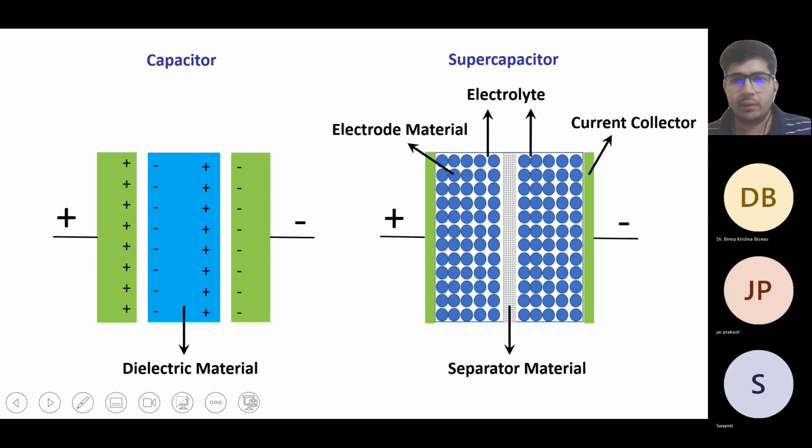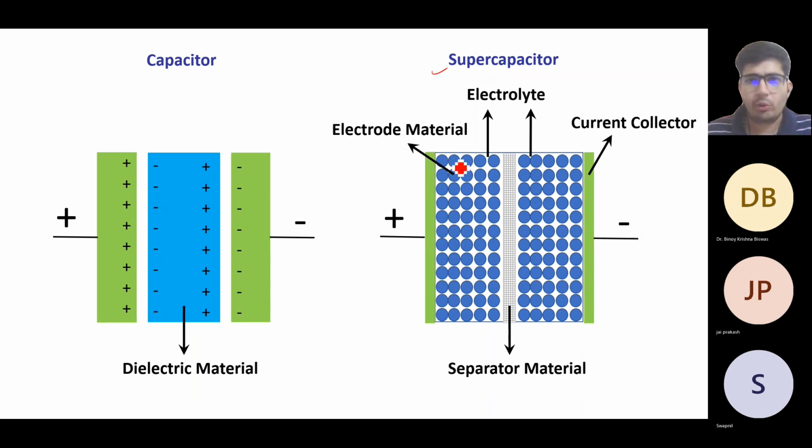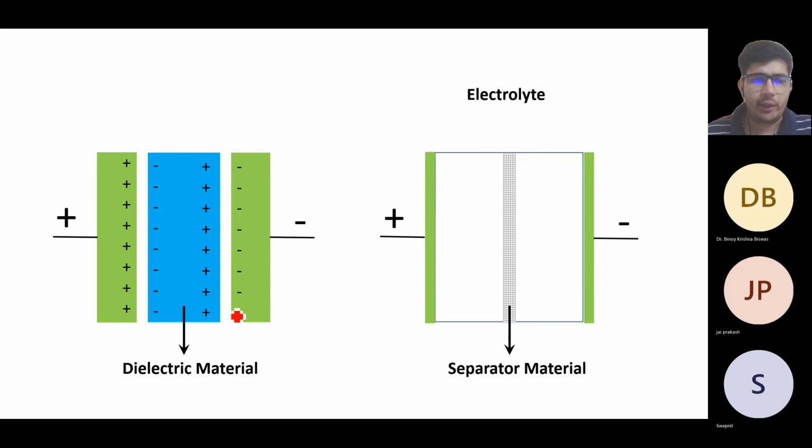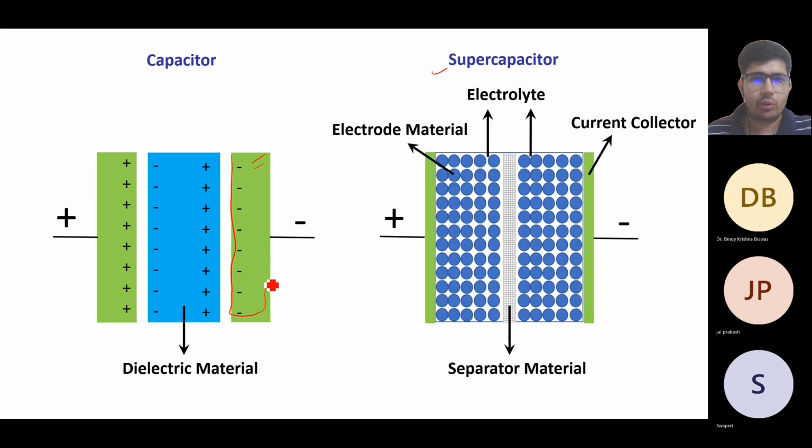But on the other side, in a supercapacitor, the electrode materials are in the form of particles. So you can see in this the electrode material was completely solid, like only one object, or you can say the complete one assembly. But in the supercapacitor, the electrode material is in the form of small particles. So you can see the small particles are there. In between, there are some spaces in which electrolyte is present.